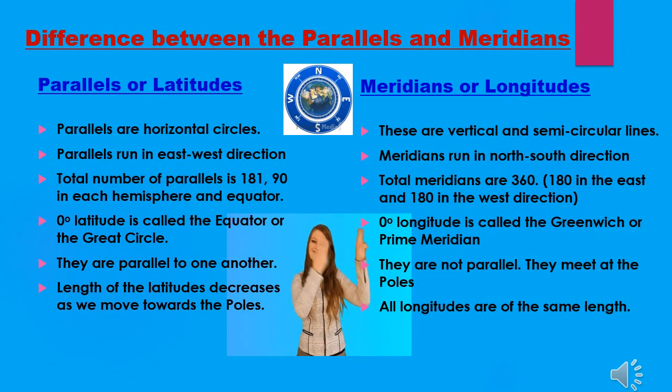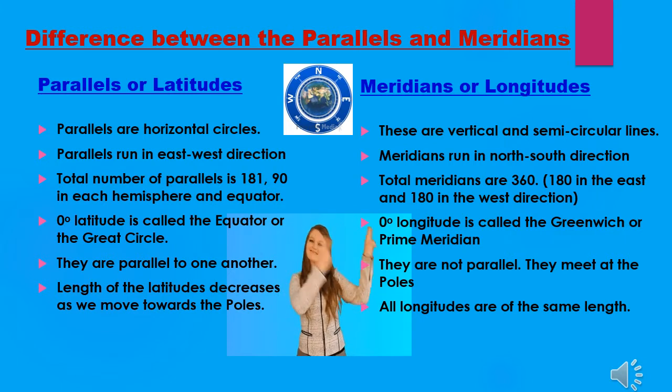Children, till now we learned what parallels or latitudes and meridians or longitudes are in detail. Now let us see the difference between the parallels and the meridians. Parallels are horizontal circles, meridians are vertical and semicircular lines. Parallels run in east-west direction, meridians run in north-south direction. The total number of parallels is 181, 90 in each hemisphere and the equator. The total meridians are 360, 180 in the east and 180 in the west direction.